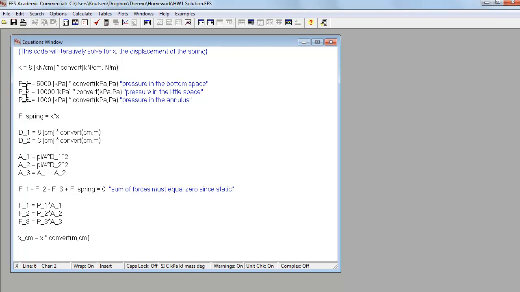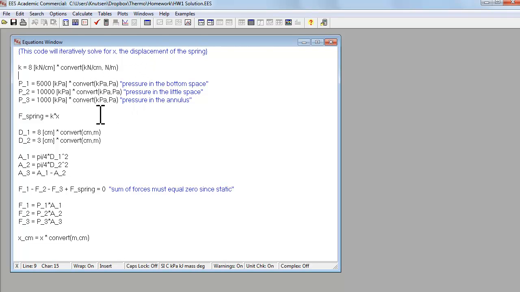Here I've defined P1, P2, and P3. In the problem statement it's given to you in kilopascal, and we need to convert to Pascal to keep the units all together. So in doing so, I use this convert function where I said convert kilopascal to Pascal. And right above it, I did something similar for the spring constant, given to you as 8 kilonewtons per centimeter, which are odd units. So I converted kilonewton per centimeter to newtons per meter.